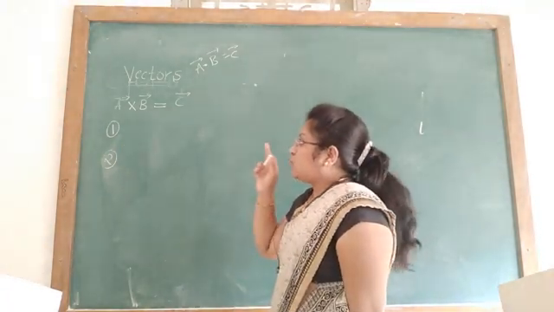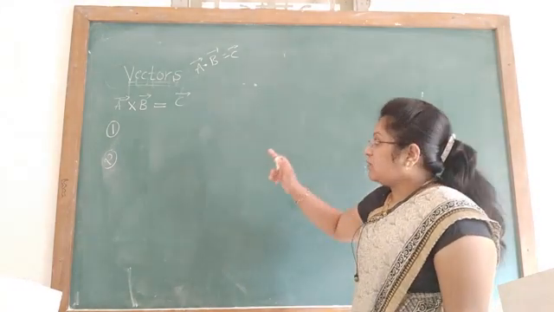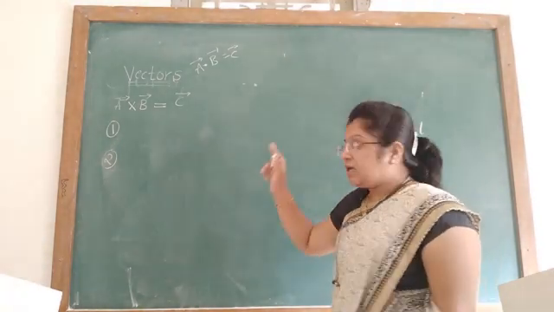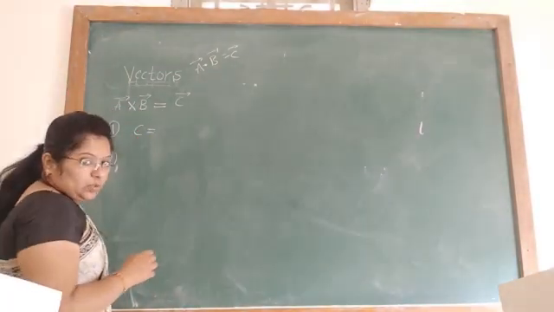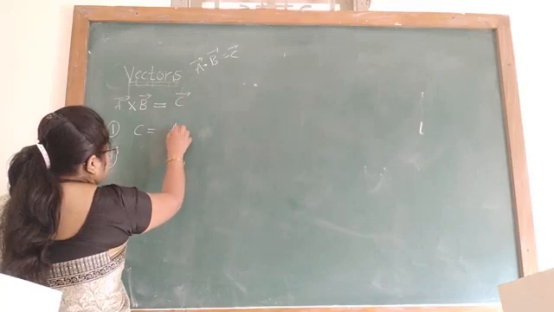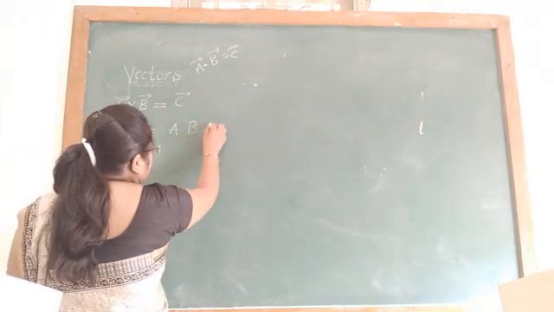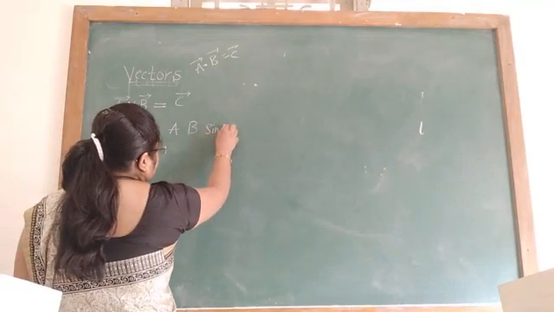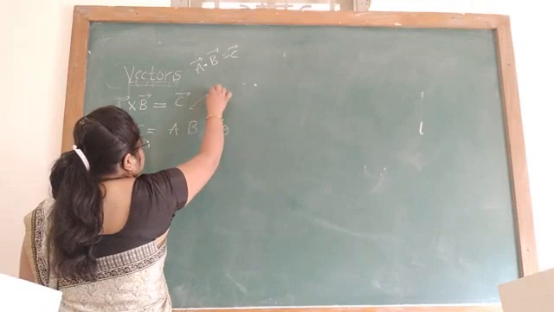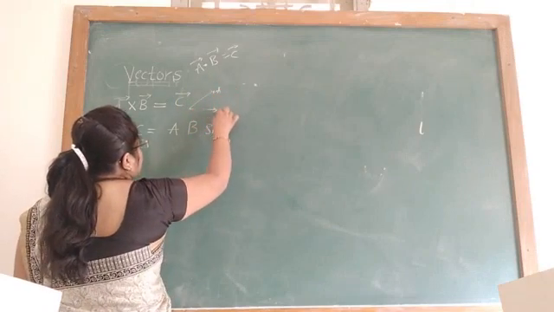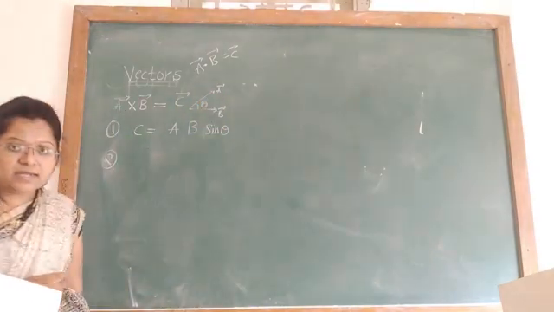So the vector product of A and B is the vector C such that the magnitude of C is equal to the product of the magnitudes of the two vectors and the sine of the angle between them. Means if A and B are two vectors like this, and in between them we have the angle theta.